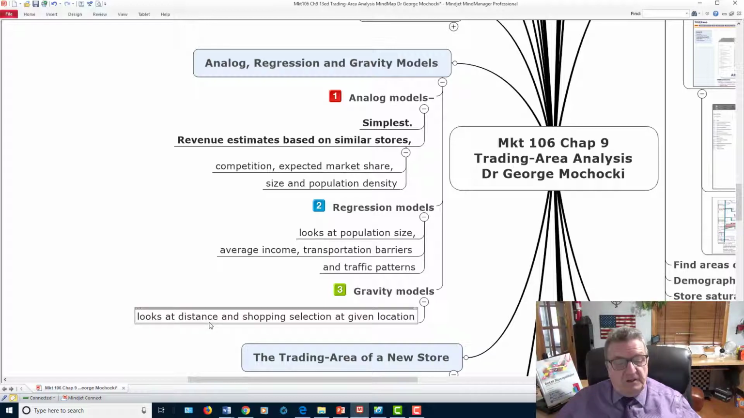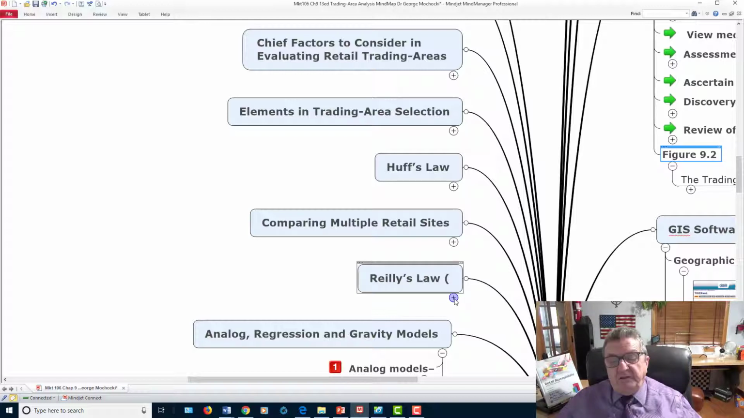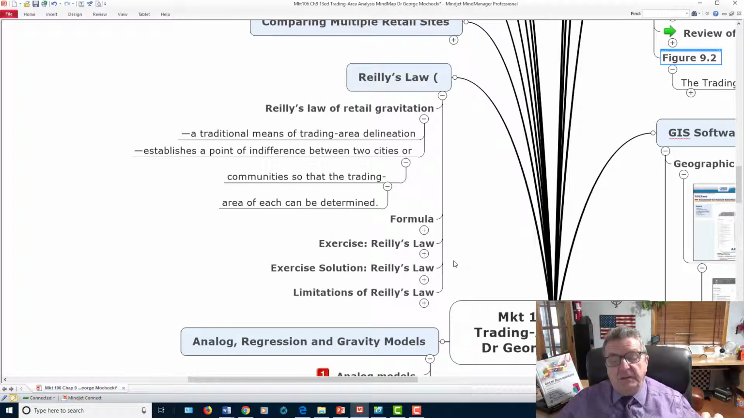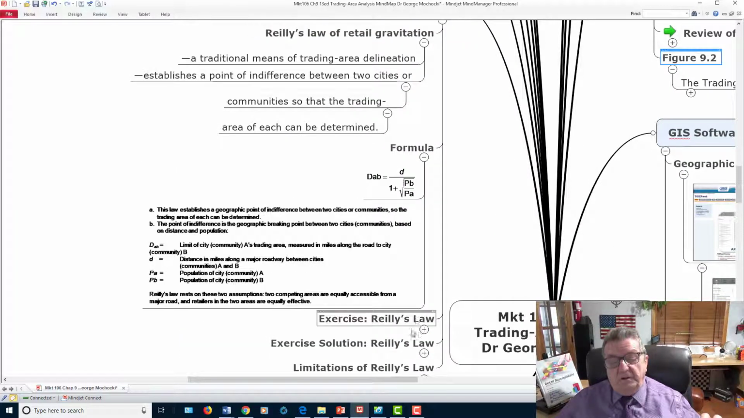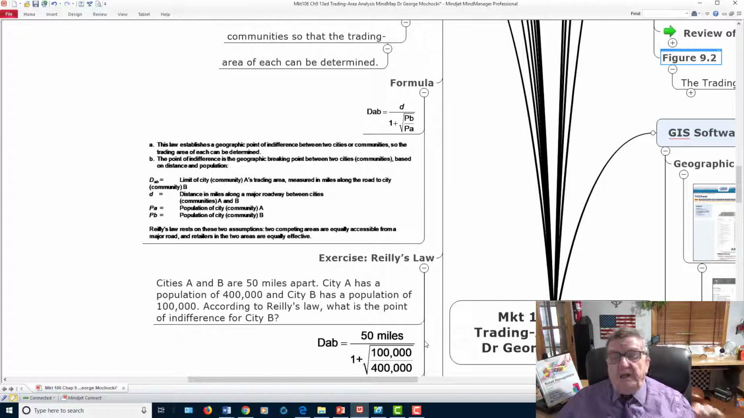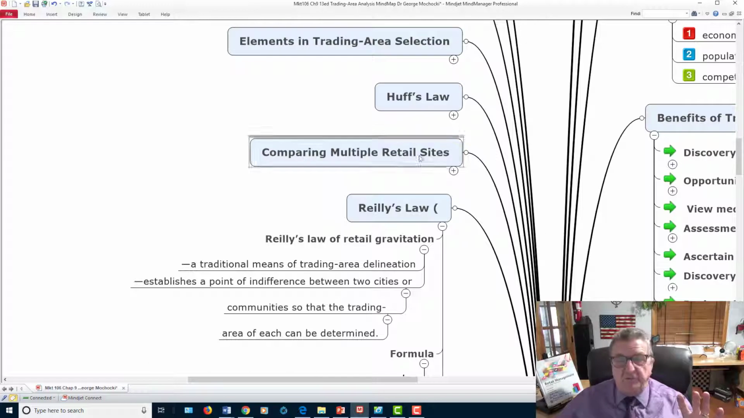It looks at distance and shopping selection given any locations. Now here's the math. I'm not going to go into that. We looked at the math, and here are the formulas for it. The author did a nice job. In this class, if you're taking entrepreneurship, accounting, or finance in the business program, we will go into this. Right now, it's just for your information.